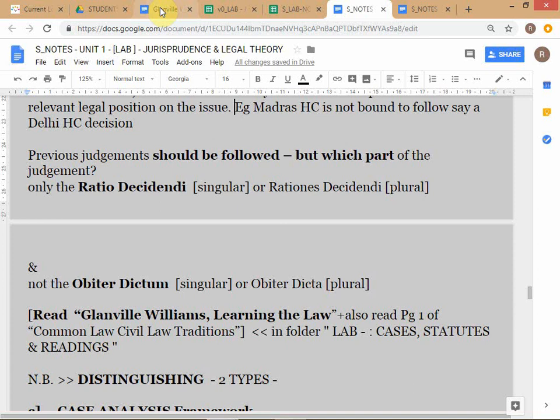So you have to take only the minimum. Essentially, when you're trying to extract the ratio decidendi, you have to take only the bare minimum logic that is required to reach the conclusion in the case. Everything else can be regarded as extraneous. Just the bare minimum logic, okay? That should be the idea.